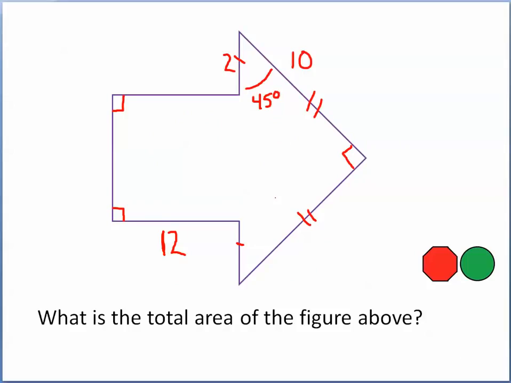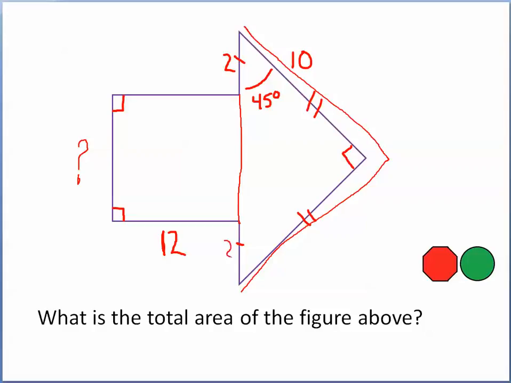All right, find the total area of the figure above. Click on the stop sign. Okay, let's see how you did. Well, you could have recognized that you needed to break this up into two parts. Here we have a rectangle. We know that this length is 12, but we don't know what this length here is. And we notice that we have a 45, 90, 45 angle right here.